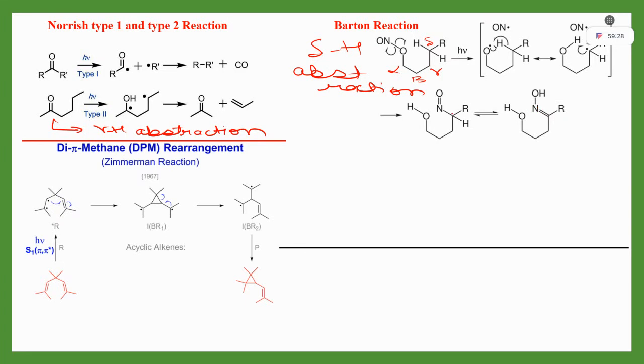Sorry, first, on combining with NO radical, it will form this. On tautomerization, it will go to oxime, which on hydrolysis will lead to formation of aldehyde at this oxime. Okay. So basically, whenever you get questions of Barton reaction, you have to draw aldehyde at delta carbon. Okay.